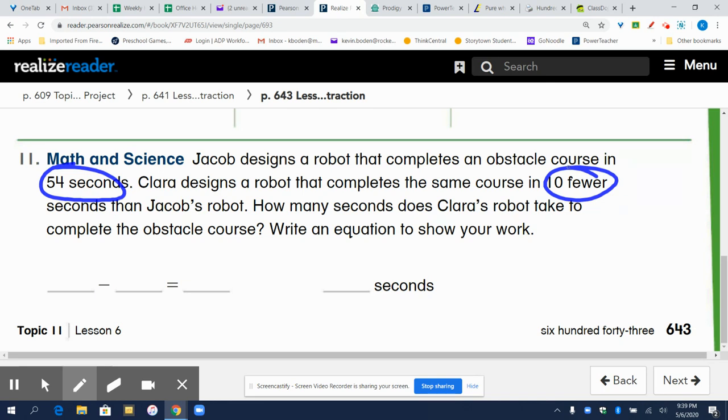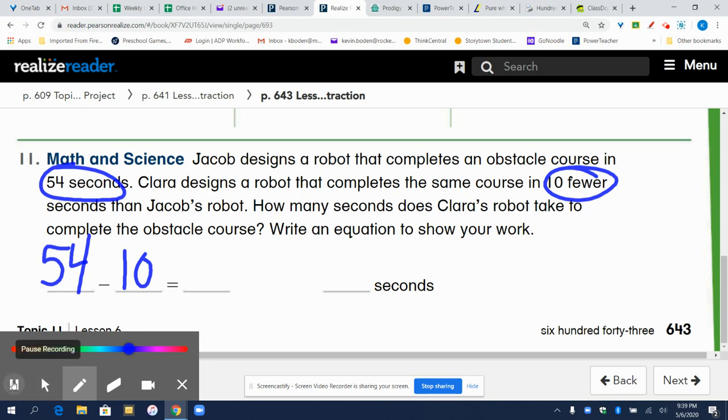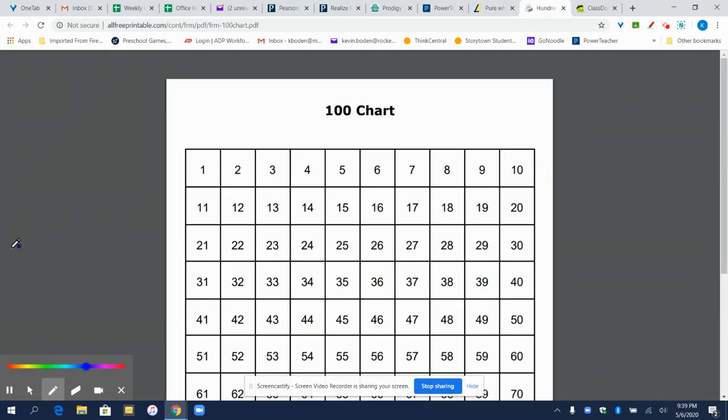Okay, this should be pretty simple for us. Jacob's robot did it in 54 seconds. But Claire's did it, we don't know how long. We just know that she did 10 less than Jacob's, or 10 fewer. So let's take those 10 seconds away from Jacob's. And how I'm going to solve this problem is by using a Hunter's chart. We have 54. Take away 10 gets us to what number? Yeah, 44 for our answer.